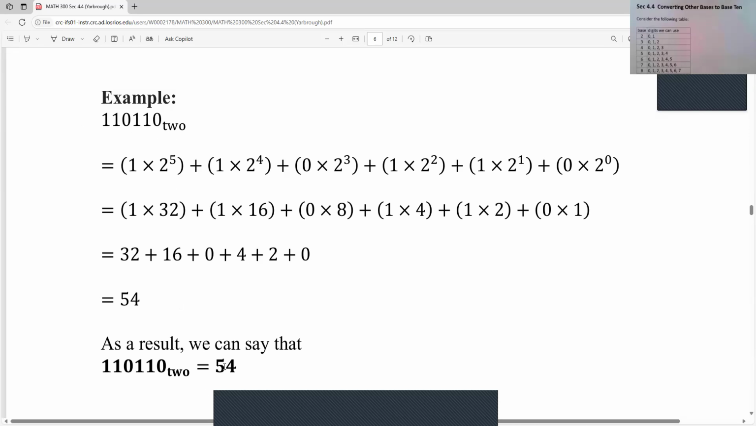110110 base 2 turns out to equal 54 in base 10.